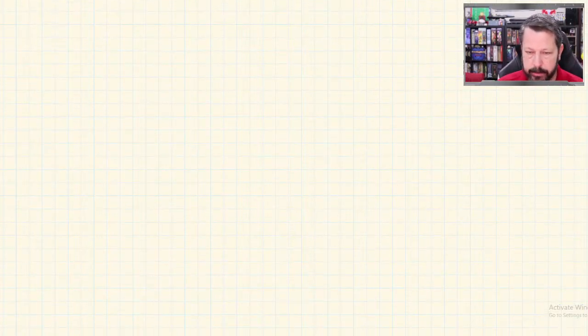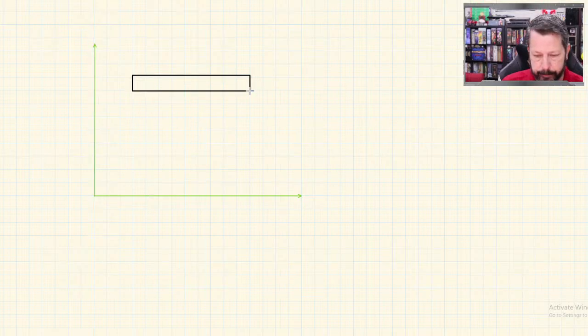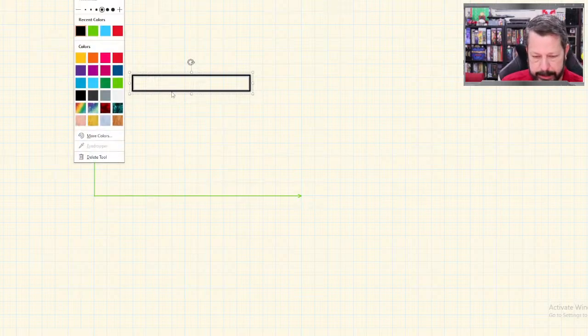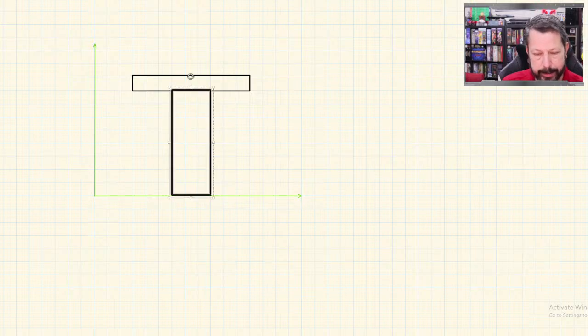All right, so we do need reference axes, so I'm going to put an x-axis and a y-axis. And then let's make a T-shape in here. I don't know, let's put it right here. And just for fun, let's make the stem of the T really thick. Usually not like this, but that's what we're going to do.